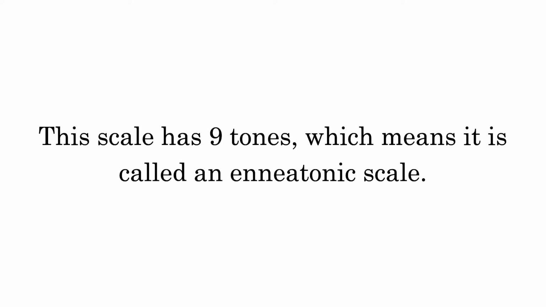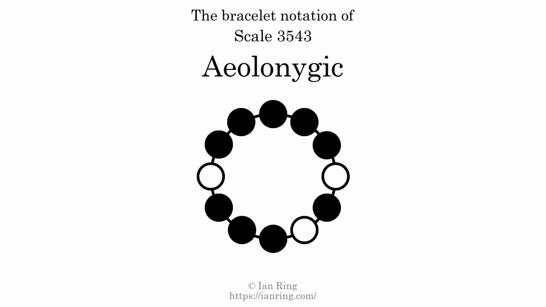This scale has 9 tones, which means it is called an enneatonic scale. This is a bracelet notation diagram of scale 3543. The shaded circles represent tones that appear in the scale, and they are read clockwise, starting at the top.